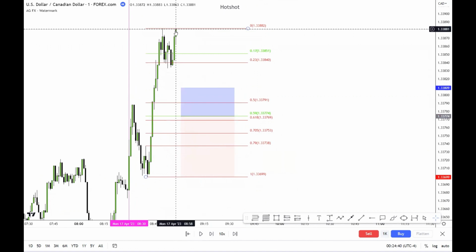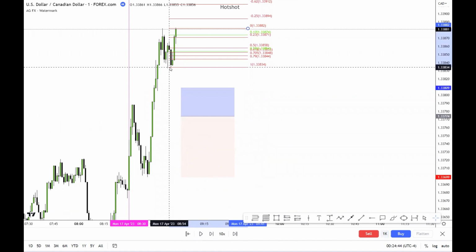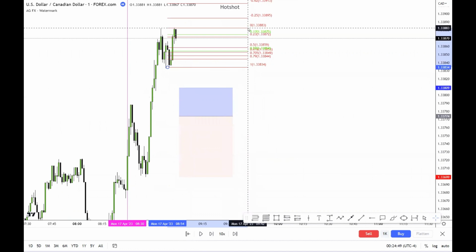Took out that high right there. Let's move up our stop loss, or not our stop loss, but our low, point A. See if it creates point B. There's a point B right there.